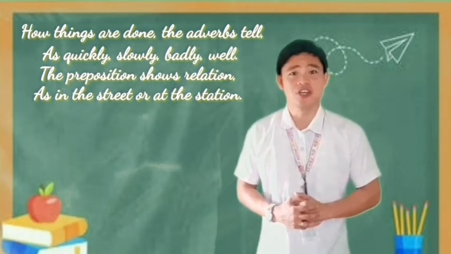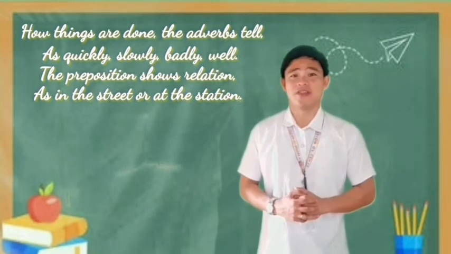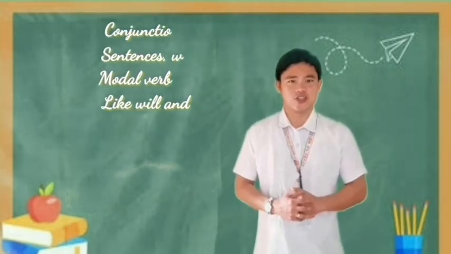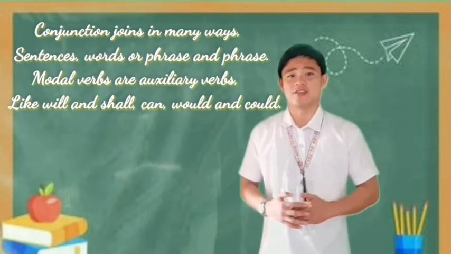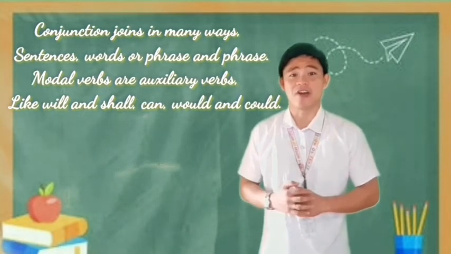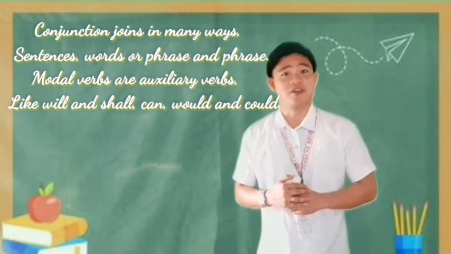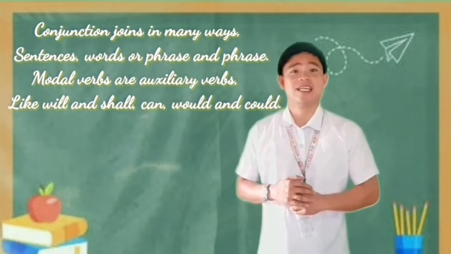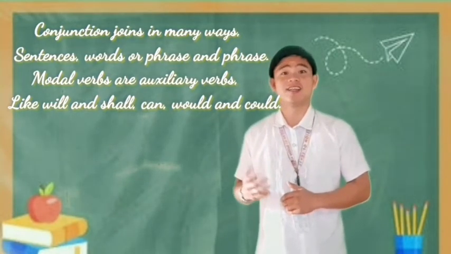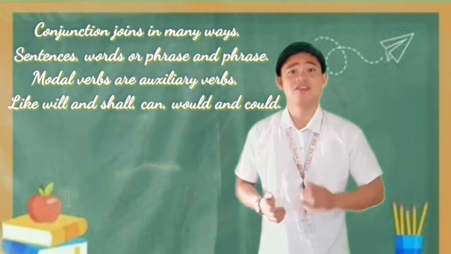The preposition shows relation, as in the street or at the station. Conjunction joins in many ways. Sentences, words, or phrase and phrase. Modal verbs are auxiliary verbs like will and shall, can, would, and could. Alright, very good!